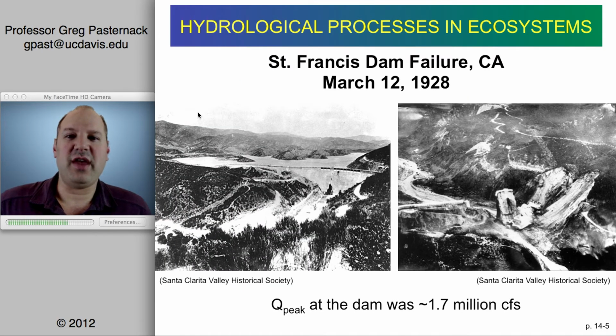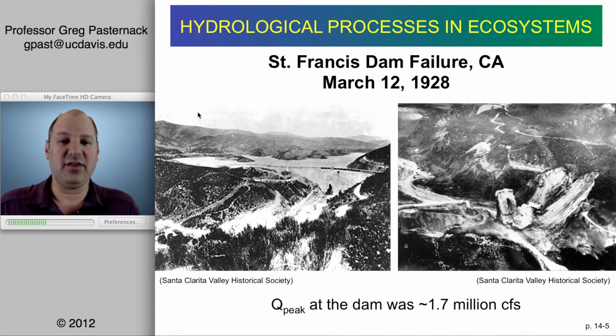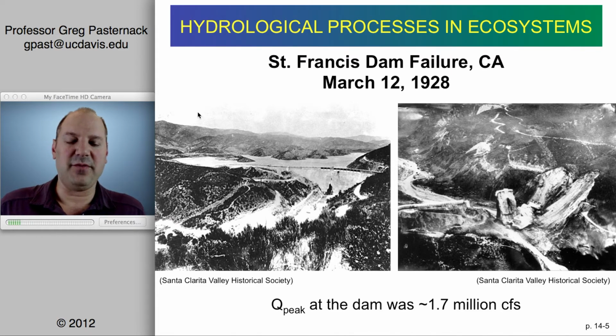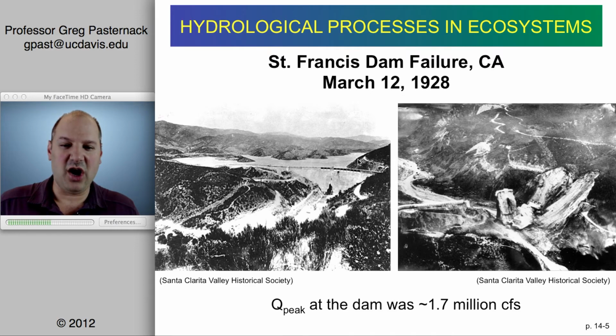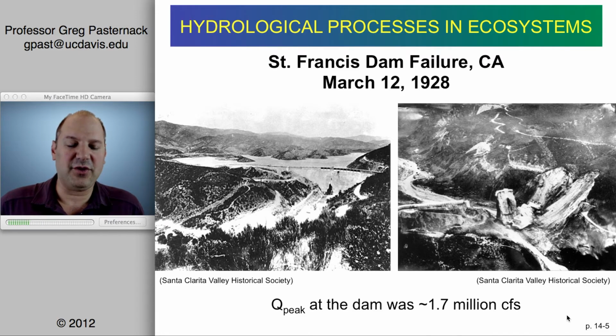Let me just illustrate the case of an instantaneous flood using the second largest loss of life event in California history, and that was the St. Francis Dam failure on March 12th of 1928. St. Francis Dam was one of the large works that was very prominent in its day. It's a concrete arch dam, and you can see it in the photo here, and then on the right is a picture of the dam after it had failed.